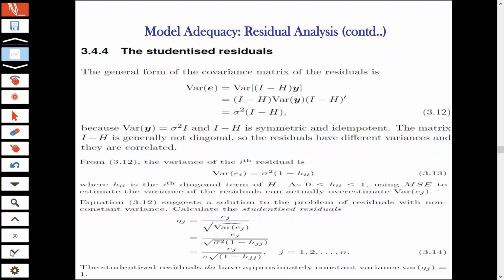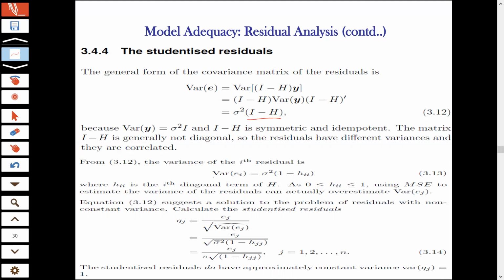So now the variance of e is sigma square times (I minus H), where I is the identity matrix. Because the variance of y equals sigma square I, and I minus H is symmetric and idempotent, the matrix I minus H is generally not diagonal. So the residuals have different variances and they are correlated.